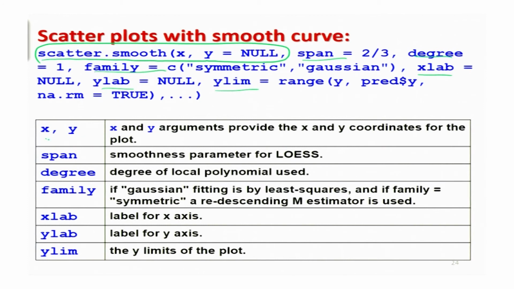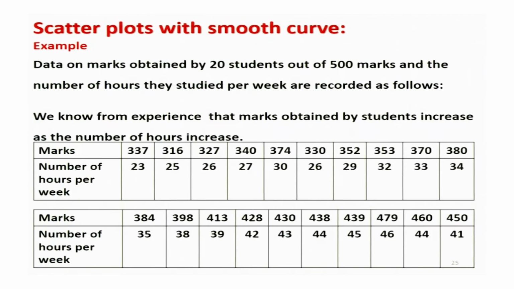For example, x and y are the arguments that will provide the data. Span will control the smoothness parameter. Degree is the degree of the local polynomial which is used. Family is what we try to use in stats, Gaussian fitting or like that. xlab is the label for the x axis, ylab is the label for the y axis, ylim is the limits on the y axis.